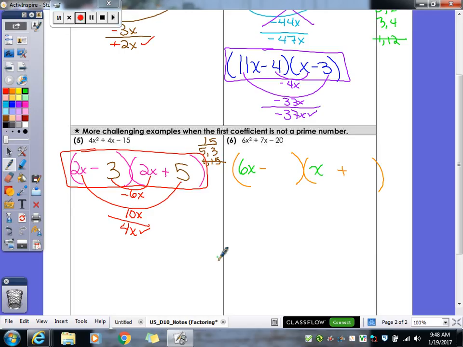Factors of 20. We got 4 and 5. 1 and 20. 2 and 10. 5 and 4. Yep, where you got it. All right, so let's see. We're trying to get a 7 in the middle. Would we really want to try the 1 and the 20? No. I'm thinking 4 and 5. 4 and 5? All right, we'll try 4 and 5.